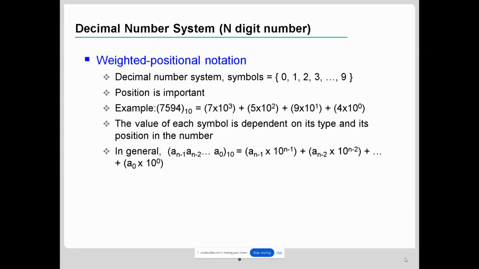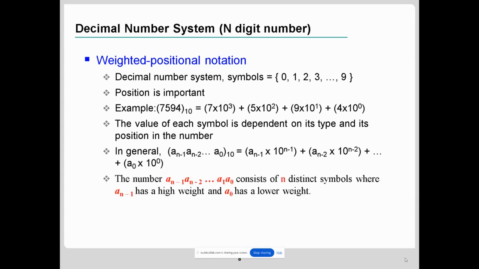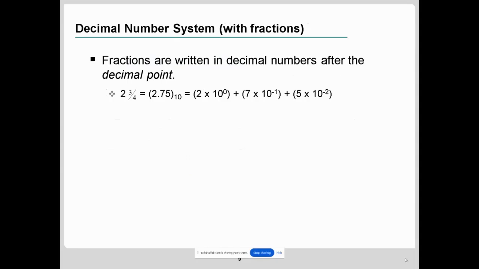What is n here? N is 4. So this is A3, A2, A1, and A0. Got it? Good. So in the number, a(n-1) is the constant, n is the highest weight, and the lowest weight is the other end. So now we also have different numbers.